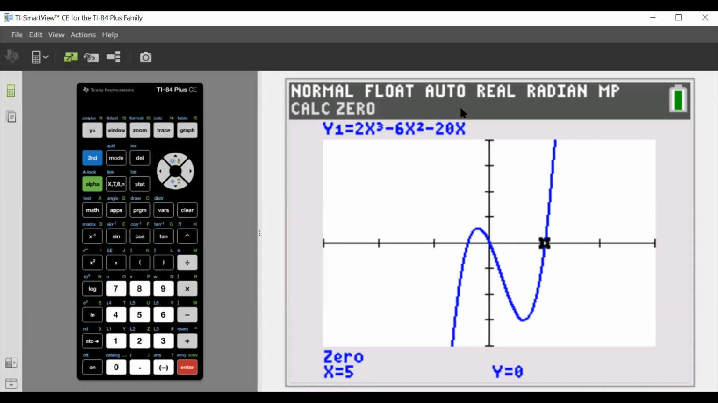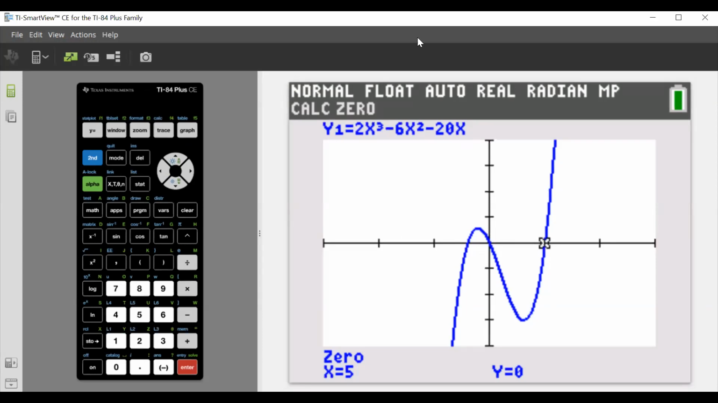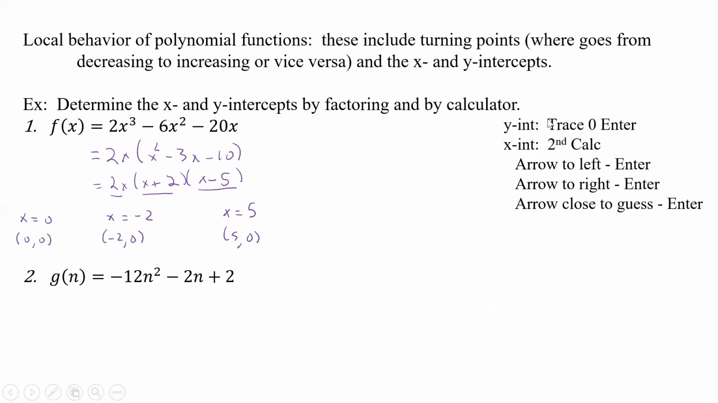And so let me go back to this. This is kind of what I was doing there. If you want the y-intercept, you hit trace and then 0 and enter. And if you want the x-intercept, you hit second calc. Then you have to find your left bound, your right bound, and then arrow close to where your guess is and enter, and it tells you the intercept that way. And so that's how we do it calculator based. Otherwise, we just do the factoring.